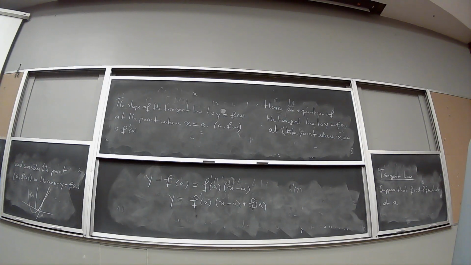Have you guys seen this? If you haven't seen this, this is an equation that you could memorize or not. You could still rewrite it every time. This is the equation of the tangent line to the curve y equals f of x at the point a, f of a. Okay, are we good here? Let's give an example.